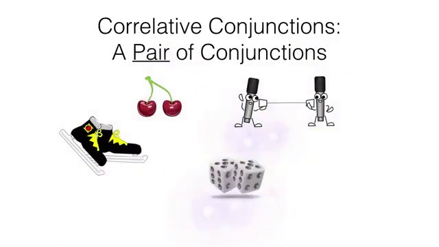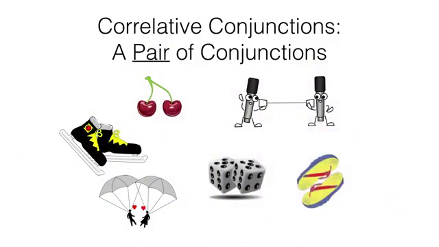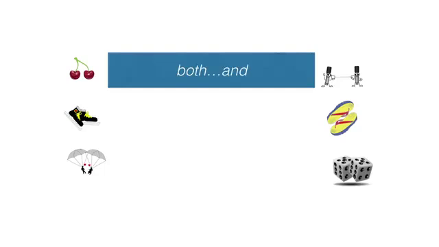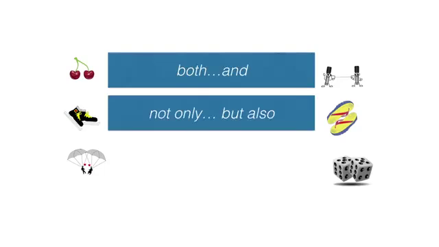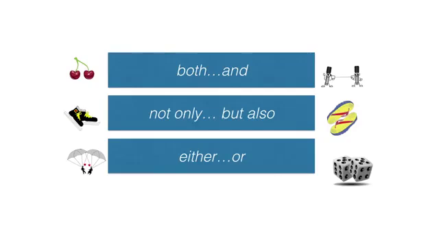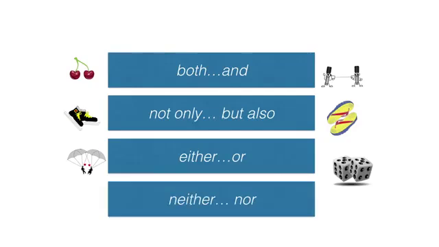Correlative conjunctions are conjunctions that come in pairs. That means they must always appear together. In this lesson, you will learn about how to use both and, not only but also, either or, and neither nor. Let's start with both and.